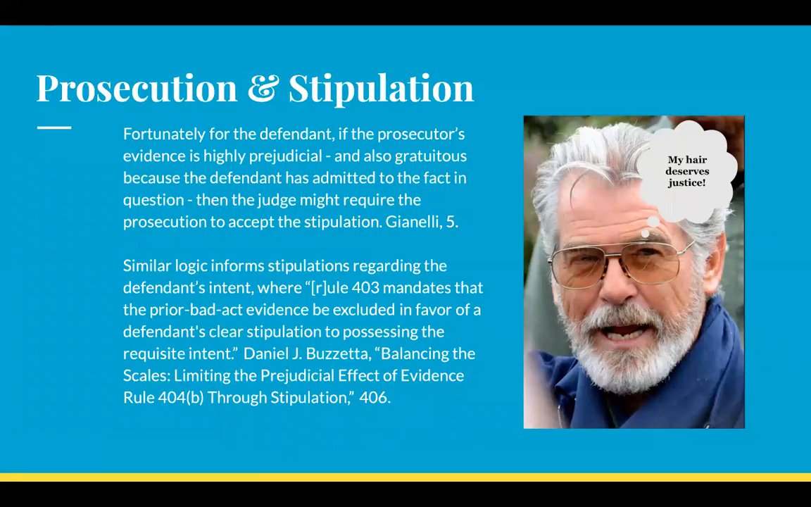Fortunately for the defendant, if the prosecutor's evidence is highly prejudicial and outright unnecessary due to the fact that the defendant has admitted to what is in question, then the judge might require the prosecution to accept the stipulation. Similar logic informs stipulations regarding the defendant's intent, where Rule 403 mandates that the prior bad act evidence be excluded in favor of a defendant's clear stipulation to possessing the requisite intent.